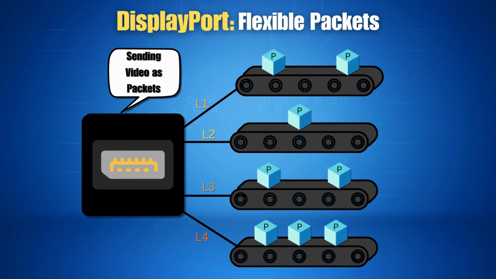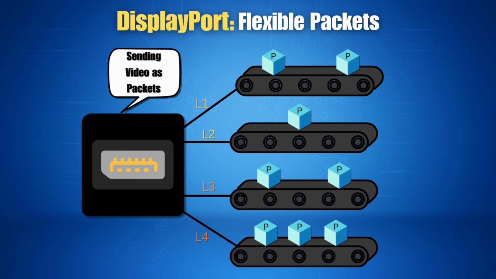Second, we have DisplayPort. DisplayPort is more advanced and works more like your computer's internet connection. It sends the video data in tiny packets. This is more flexible. It can use 1, 2, or 4 lanes depending on the bandwidth needed. This packet system is why DisplayPort can do things like daisy chaining or running multiple monitors from a single cable.